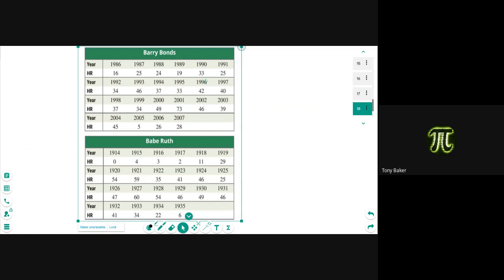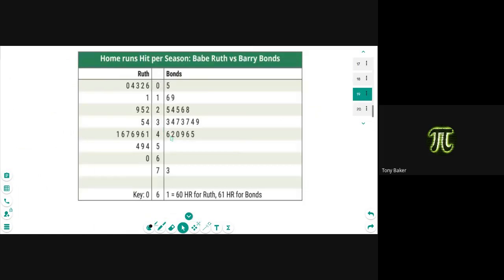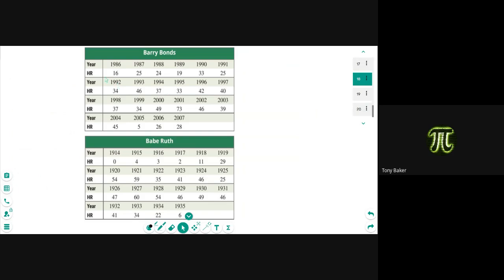All right. So Barry Bonds and Babe Ruth. This is a stem and leaf plot showing their data. This is their home runs in every year that they played. Babe Ruth did not have very many home runs in his first few years because he was a pitcher, like Shohei Ohtani. But Shohei hits a lot more home runs than Babe Ruth did when he was pitching.